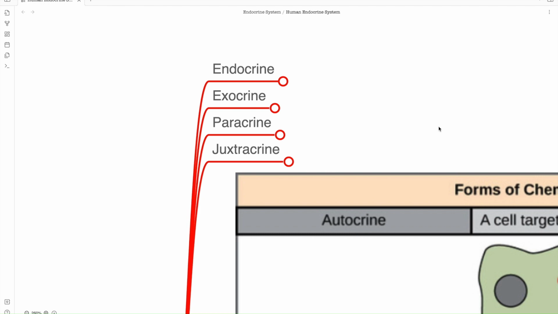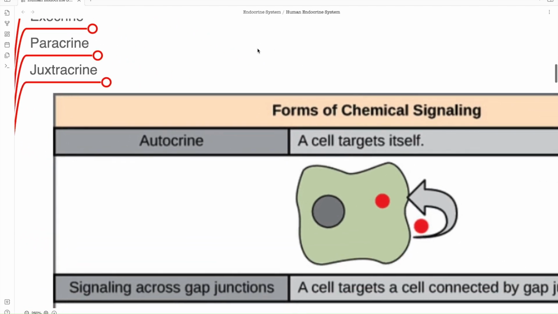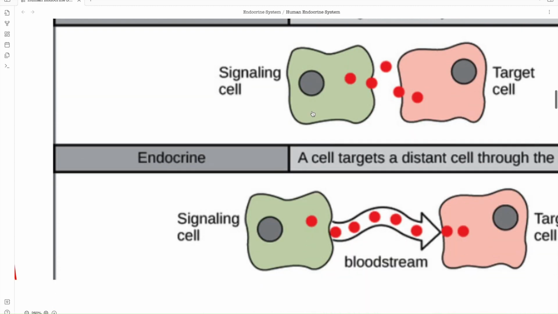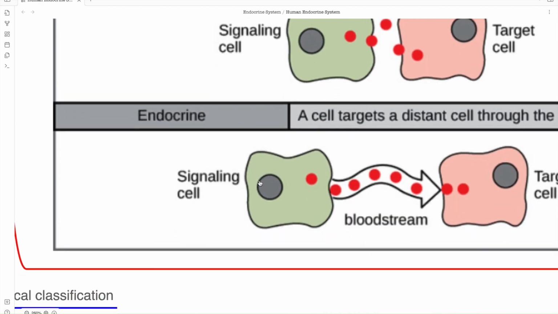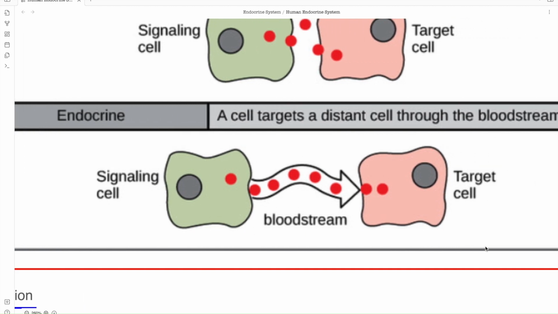Okay, so you can see over here, this is endocrine. This is the signaling cell, or the source of the secretions. There are no ducts in these glands, and the secretions are through the bloodstream. They travel to a target site which is located at a distance. So this is the target cell. This is how the endocrine system works.